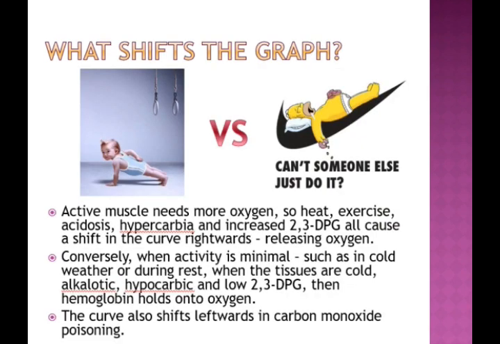So what shifts the graph? For the graph to shift means that your body actually needs a lot of oxygen. What makes you need a lot of oxygen? Maybe you are feeling hot. Maybe you are doing exercise. Maybe you have a lot of acid in your blood. Maybe you have much more 2,3-DPG. Okay, all of this will cause the hemoglobin to release more oxygen.